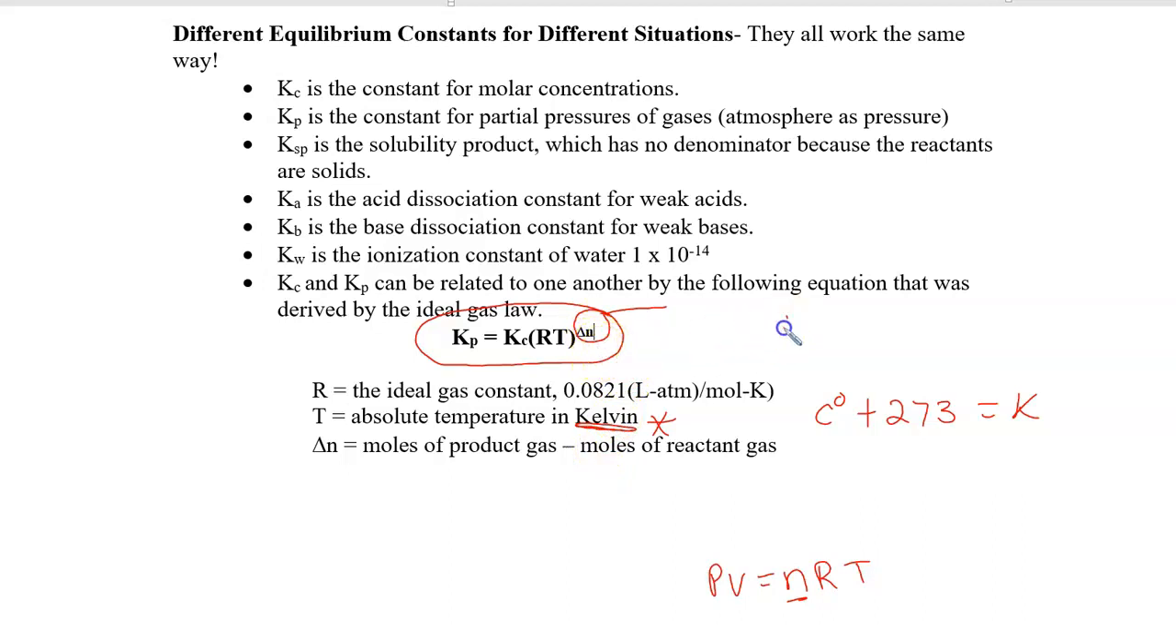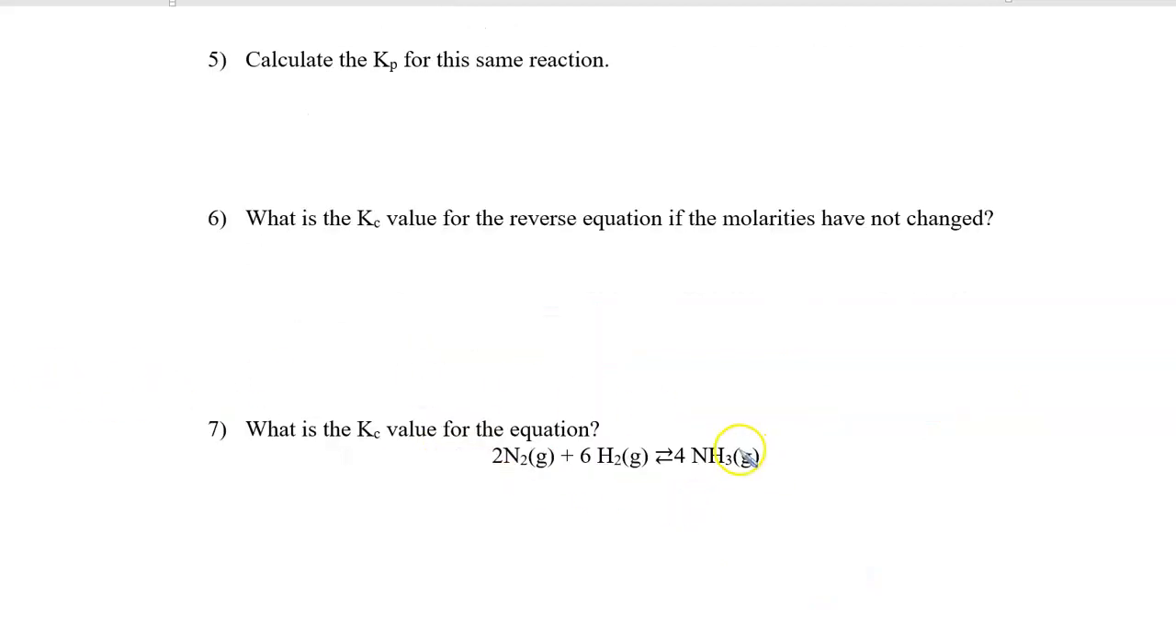The little triangle means change in. Change in is always the final minus the initial. So it's going to be the moles of your product gas minus the moles of your reactant gas. And we're going to do a problem like that. Okay, so it's moles of product gas minus moles of reactant gas.